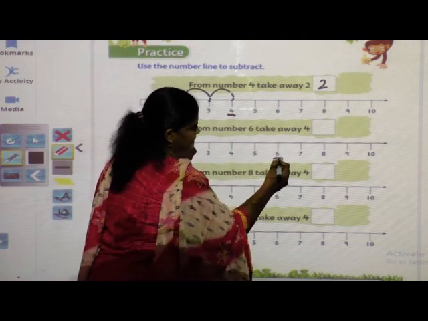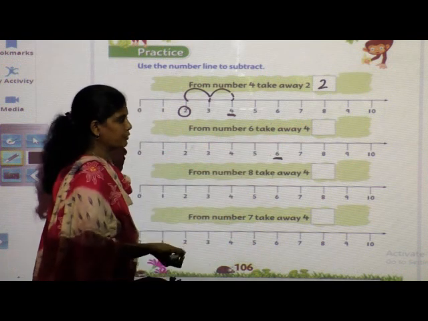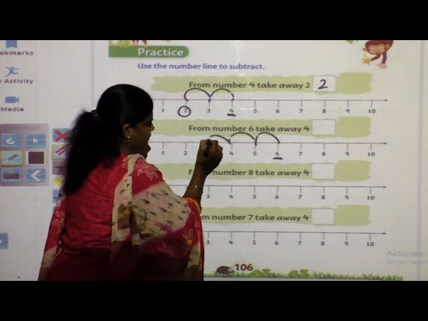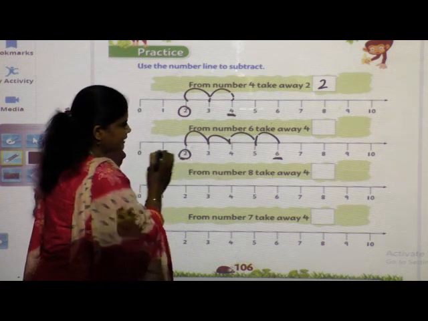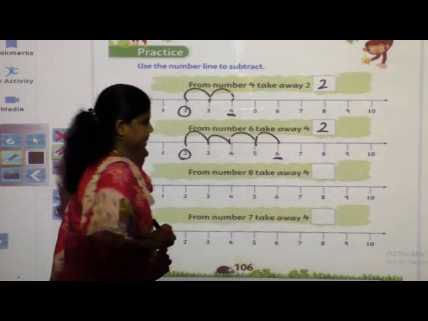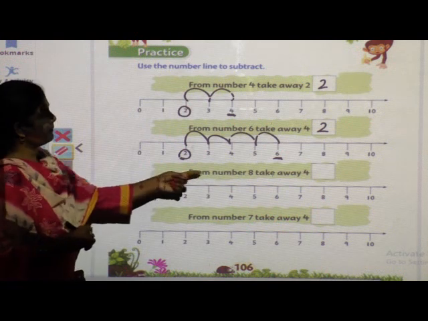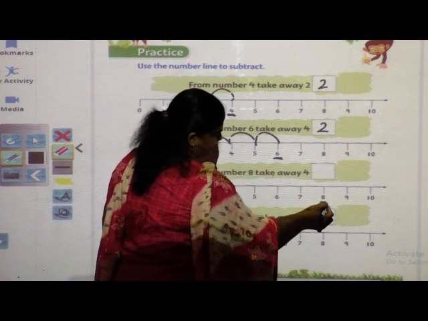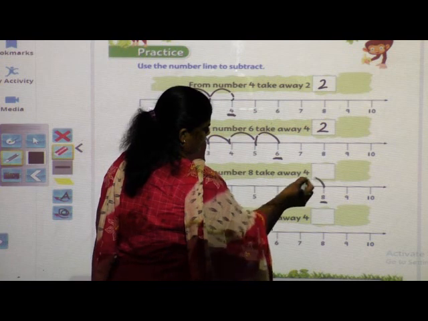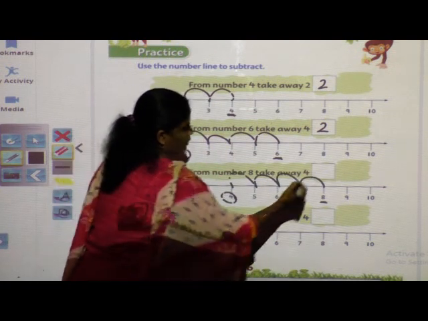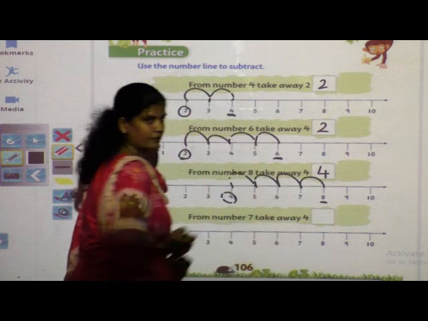From number 6 take away 4. See, the number 6 is here. From this we have to come back 4 numbers. 1, 2, 3, 4. The answer is 2. So here we will write 2. From number 8 take away 4. The number is here, 8. From here 1, 2, 3, 4. The answer is 4. So we will write 4 here.